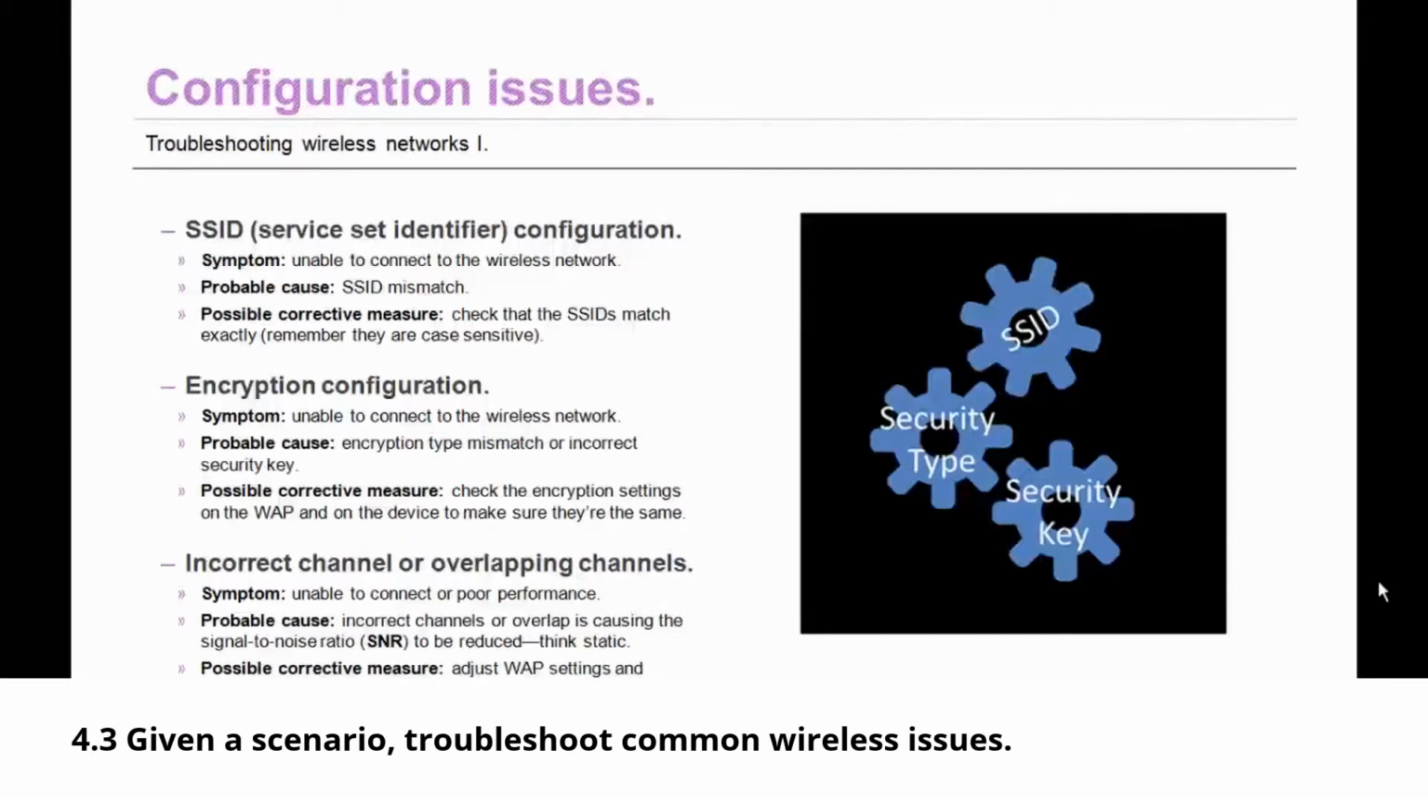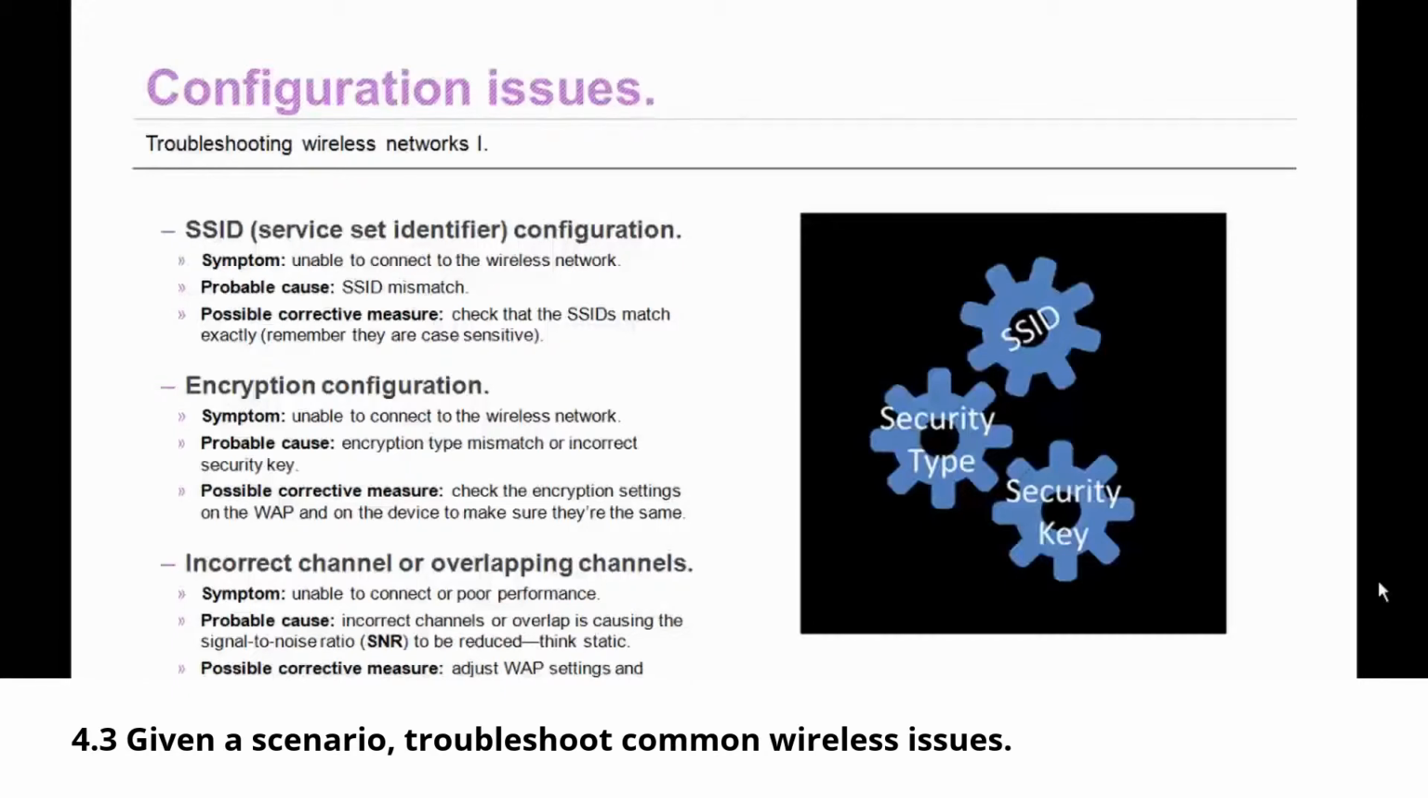Then there are encryption configurations. It has the same symptom as the SSID misconfiguration. The user is unable to connect to the wireless network. Probable cause is an encryption type mismatch or incorrect security key. The possible corrective measure is to check the encryption settings on the wireless access point and on the device to make sure they are the same.